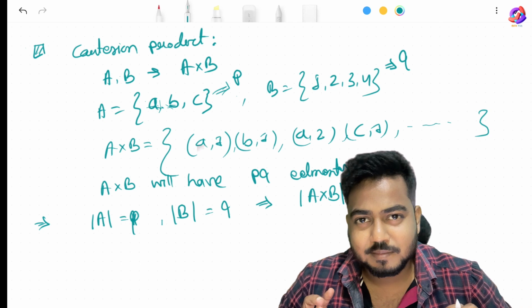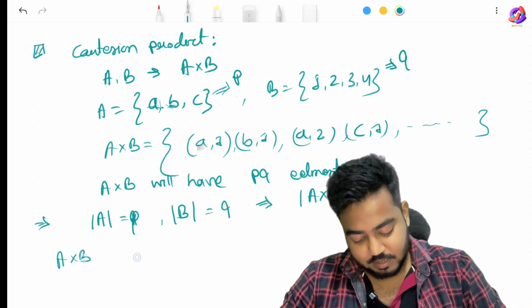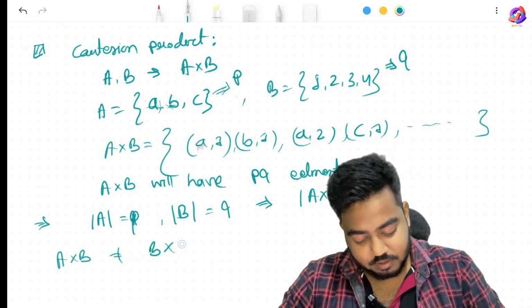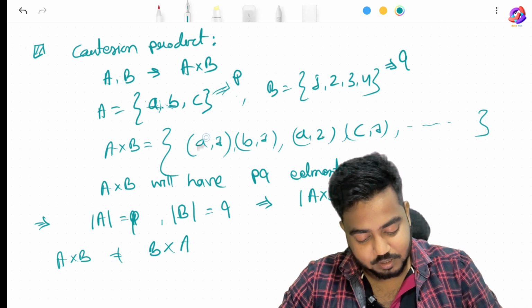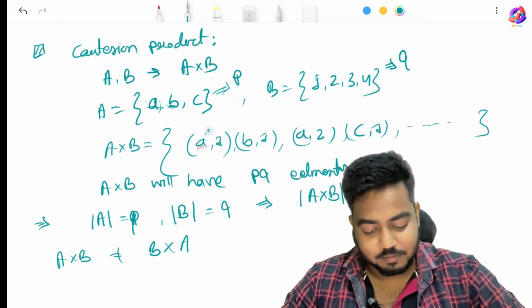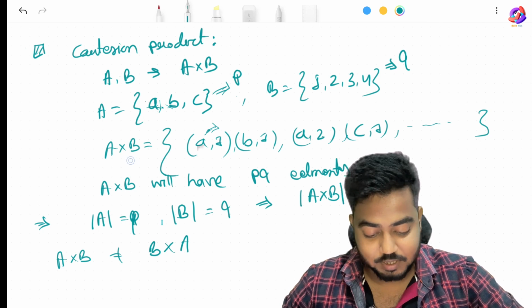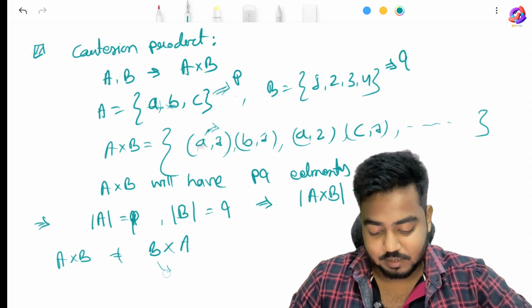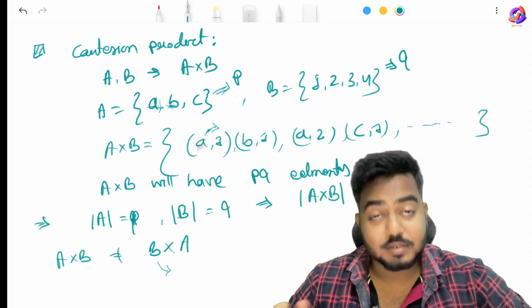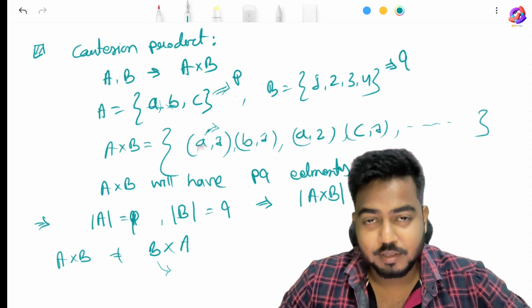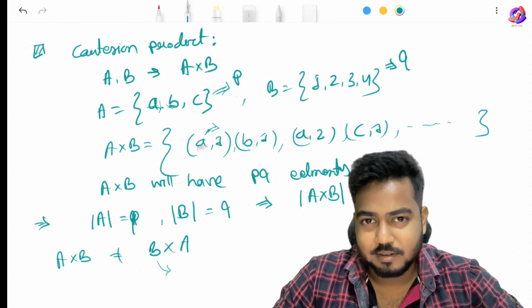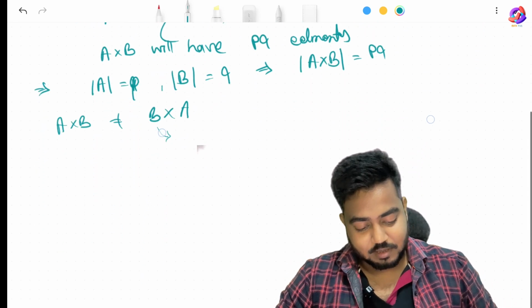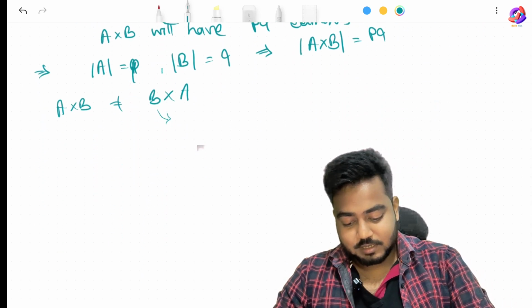Now let's understand one thing: A cross B is not equal to B cross A. See the elements: in A cross B the first element comes from A, but in B cross A the first element comes from B. So these two sets are different. Okay, this is about the Cartesian product.